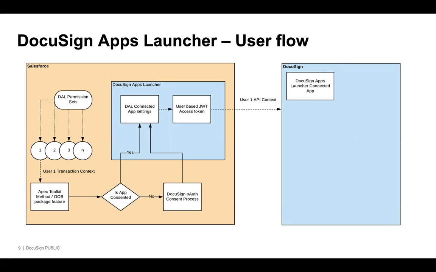Once an end user accepts the consent using our connected app, which on the right hand side you will see sits in our DocuSign platform, we can use this connected app's settings to exchange a user based JWT token. Then using that JWT token, we can do all the API interactions with DocuSign using the Apex Toolkit methods. So essentially, this is how not only out of the box processes will work, but also Apex Toolkit methods. Understanding this concept is the base to how the authentication flow works in DAL.